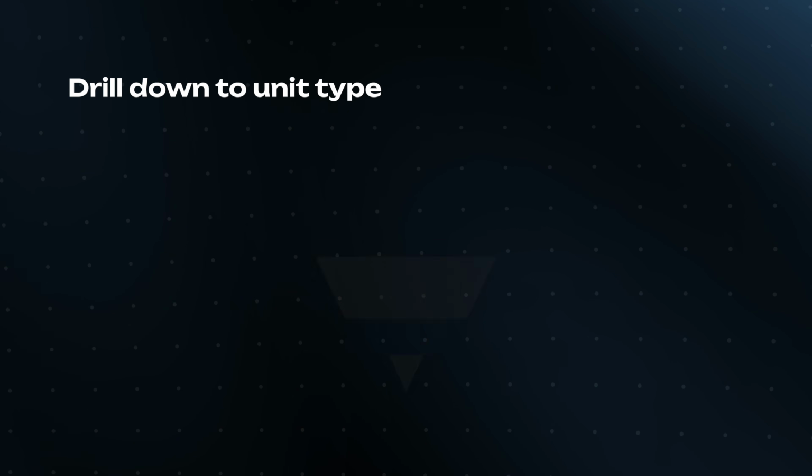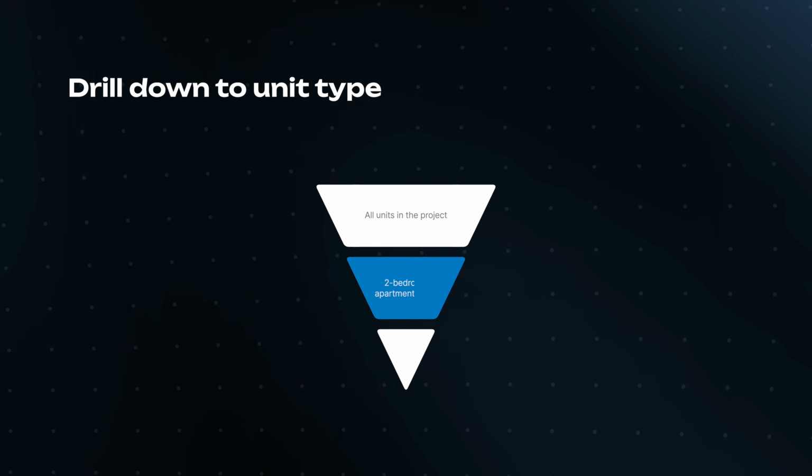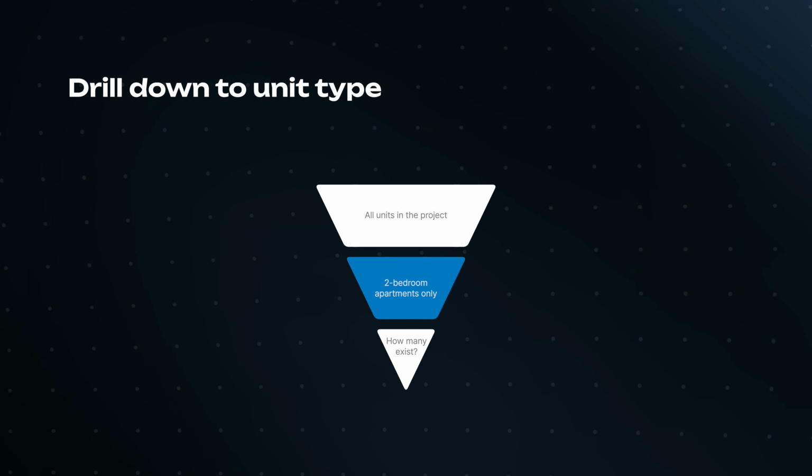So looking at a location, we need to know, right, what is going into this location? How much demand does this location have? But then when we break down your project specifically, we need to look at individual unit types. So if you're looking at a 4-bedroom villa, how many 4-bedroom villas are there? If you're looking at a 2-bedroom apartment, how many 2-bedroom apartments are there?